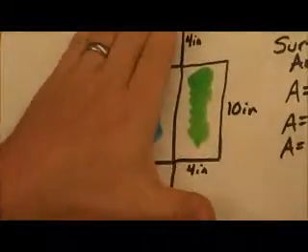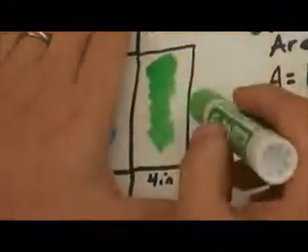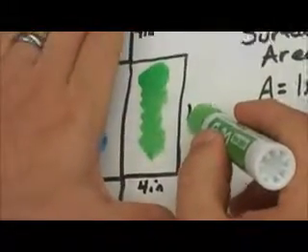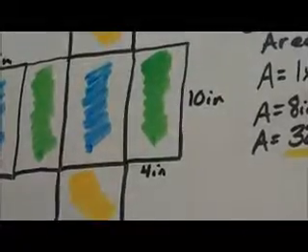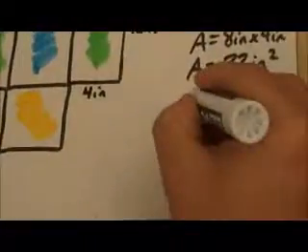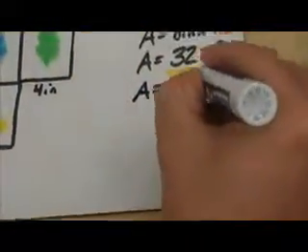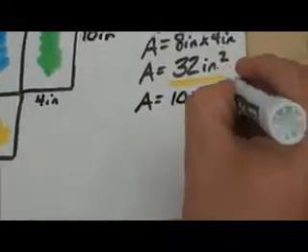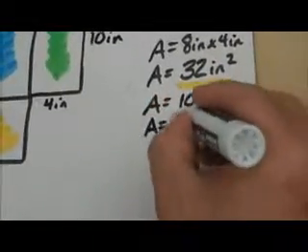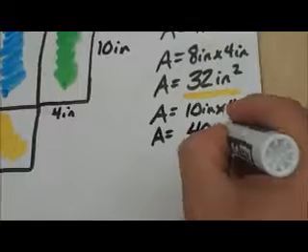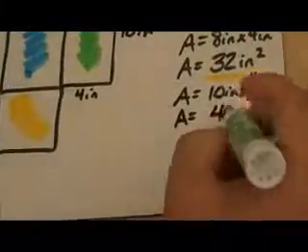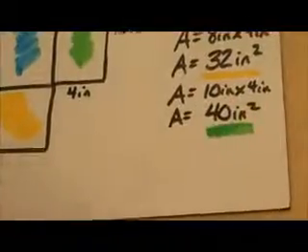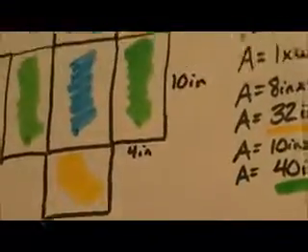Now I'm going to focus in on my green. If I cover with my hand, I already see that I have a length and a width for my green. So this area would be 10 inches times 4 inches. So my area should be 40 inches squared. And that will be for my green, 40 inches squared.